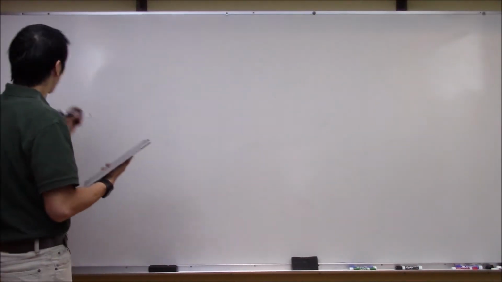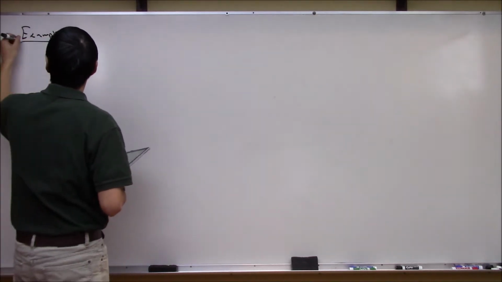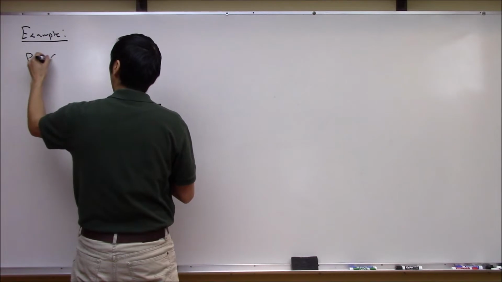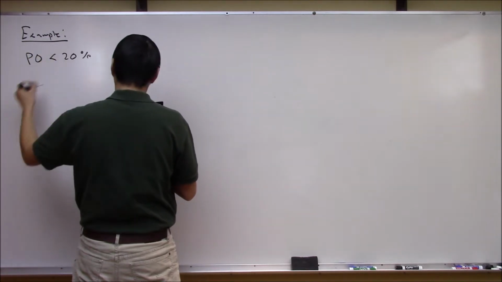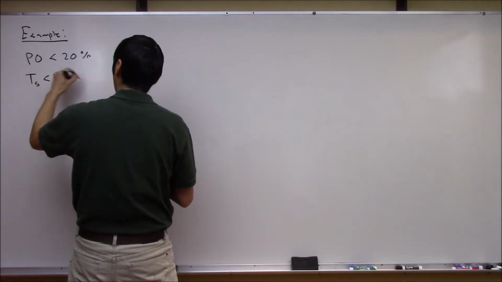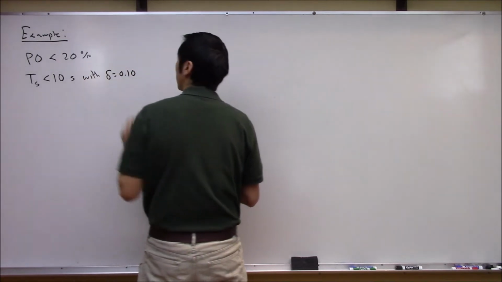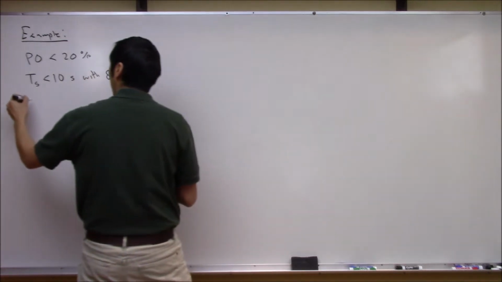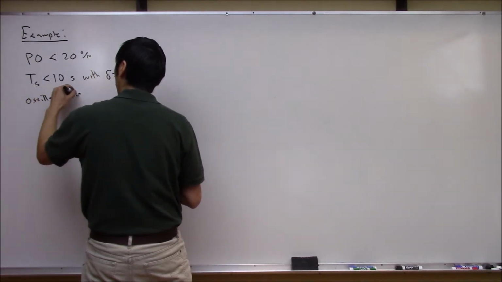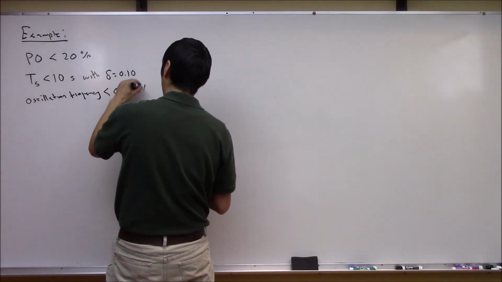Okay, so I've erased the board here, and we're going to consider the exact same example we did in the previous video. Namely, the percent overshoot requirement was desired to be less than 20%. We said that the settling time had to be less than 10 seconds to within delta equals 10% of the final value. And we needed an oscillation frequency of less than 0.1 rad per second.